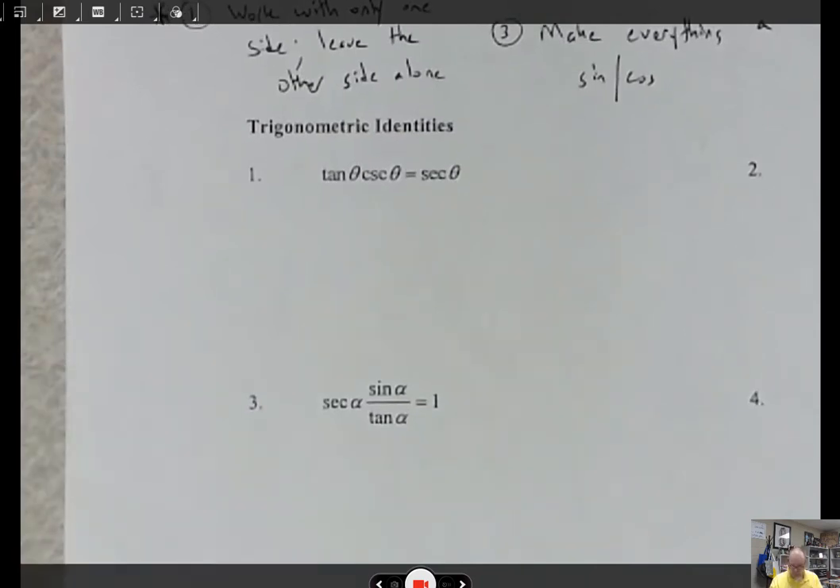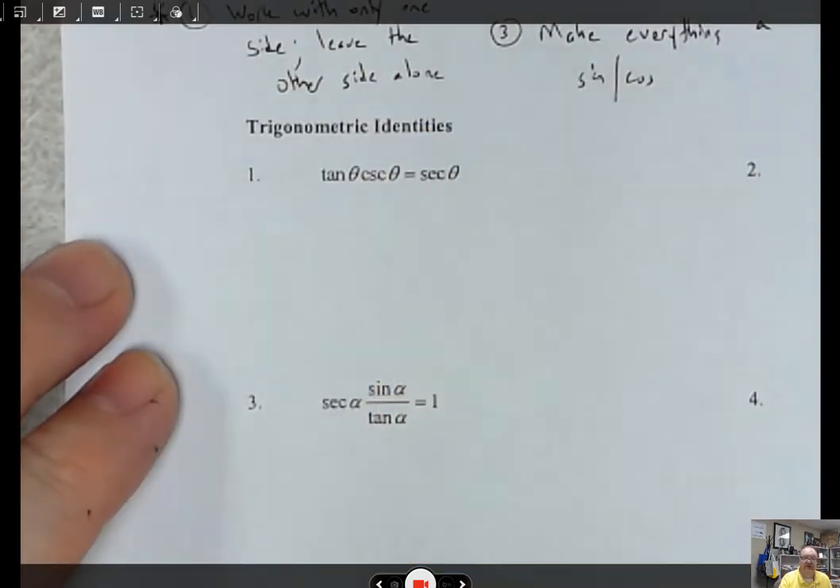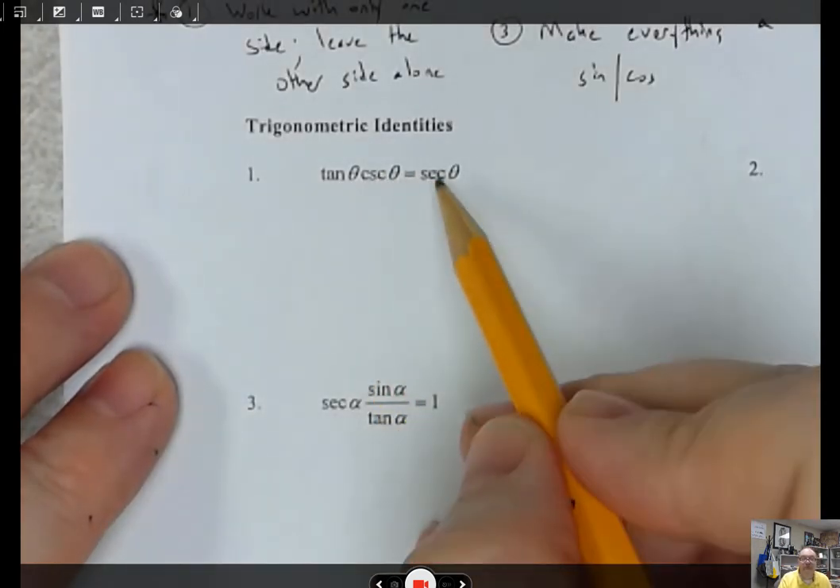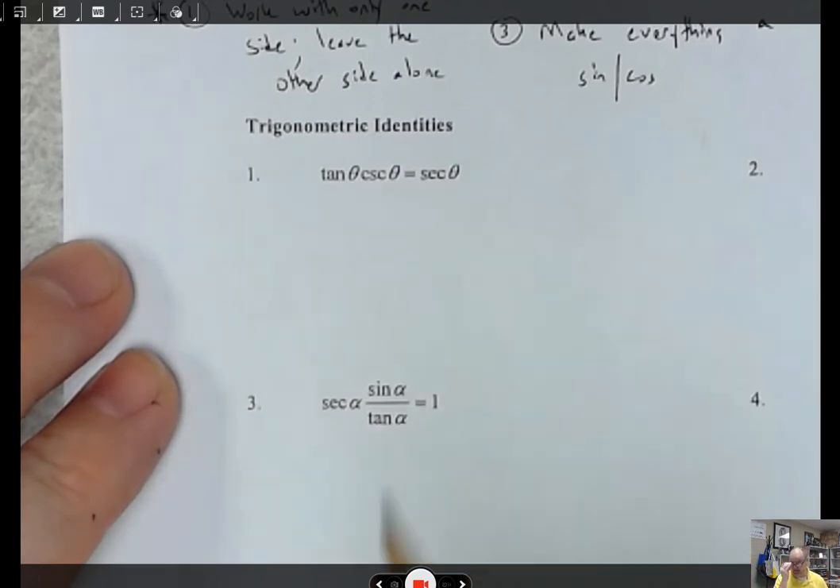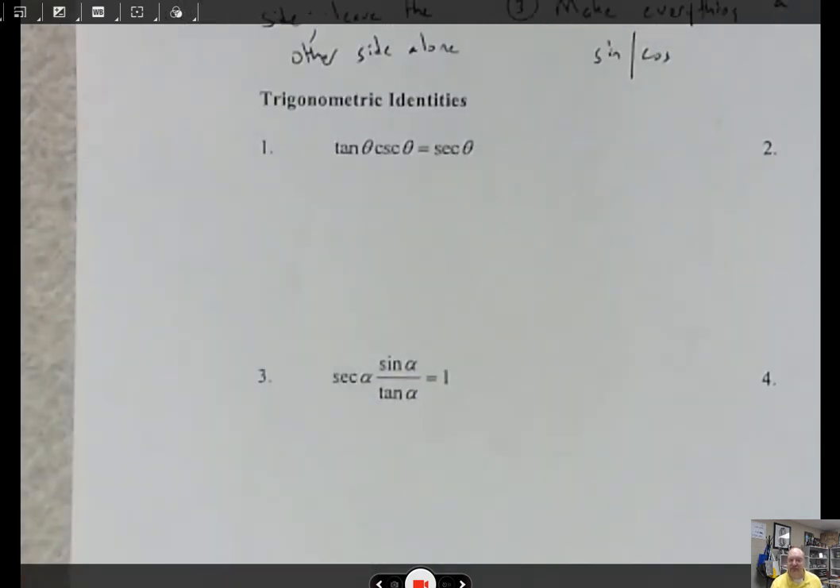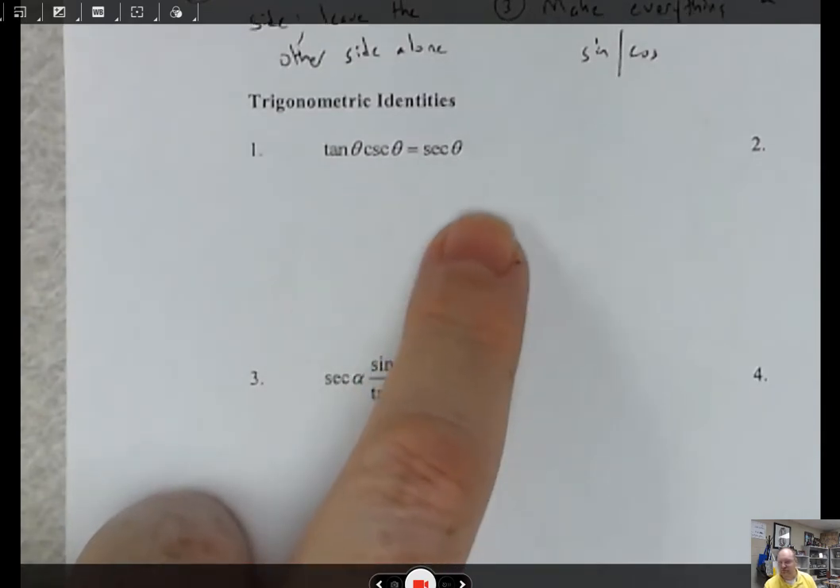Number 1, we want to show that tangent times cosecant is equal to secant. And so we've already said that we'll work with the left-hand side because it's the more complicated, but we don't ever want to lose sight of the right-hand side. The right-hand side says secant. So what are some things that I could turn into a secant? Well, the only thing that comes to my mind is 1 over cosine. So if I can find a 1 over cosine on this side, then I'll have my solution to that problem.